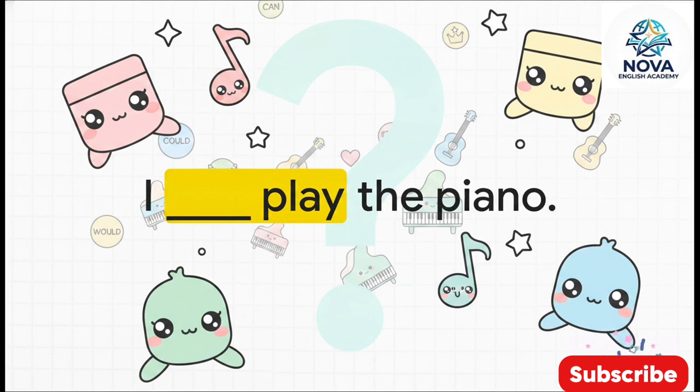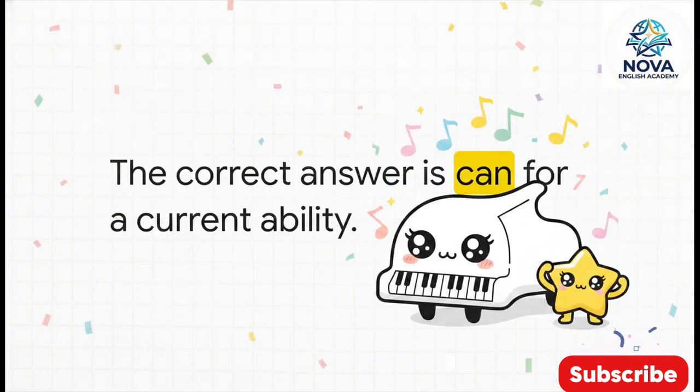Okay, for our final practice round. I blank play the piano. Which word belongs here to express a current personal ability? You nailed it. It's can. I can play the piano, proudly showing off exactly what you currently have the ability to do. Hey, if you got those right, you are well on your way to mastering the whole shebang.